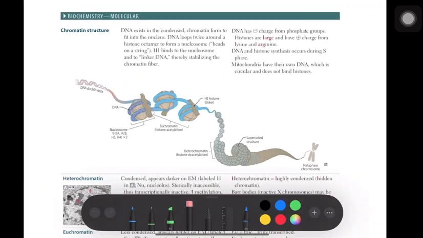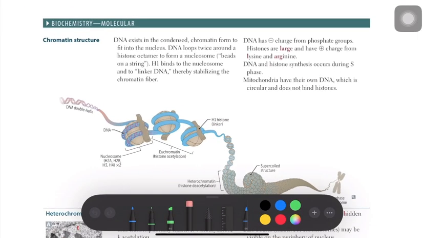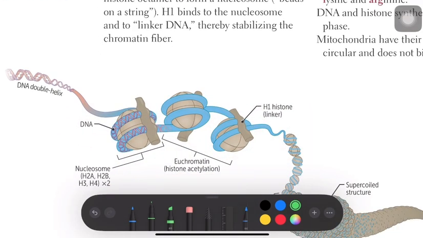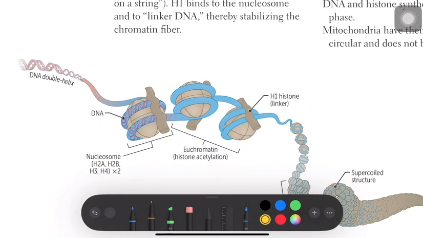So, we know that every cell in our body has the same DNA, but not all genes in our body are expressed. So, we need to understand chromatin structure. DNA exists in a condensed chromatin form so that it fits into the nucleus. Now, the DNA loops twice around the histone octamer to form nucleosome, which gives us this bead on the string appearance. Then we have the histone H1, which binds to the nucleosome and to the linker DNA and stabilizes the chromatin fiber so that it is condensed and it fits into the nucleus.